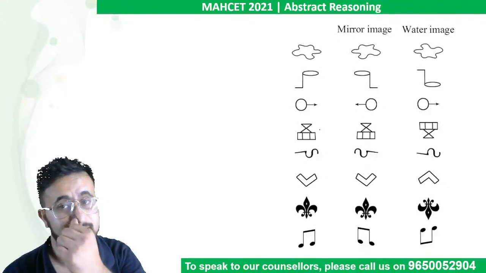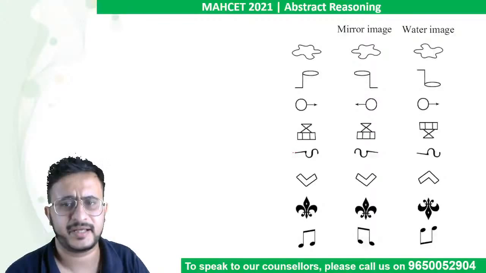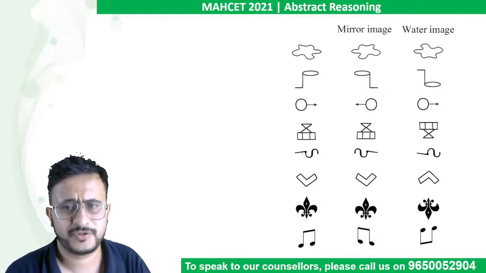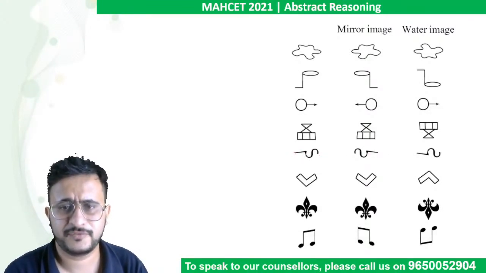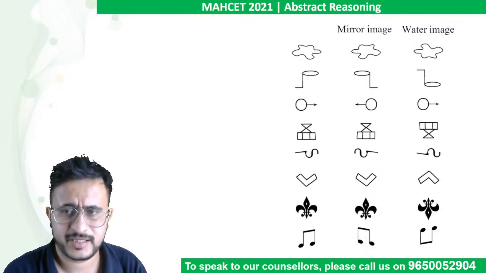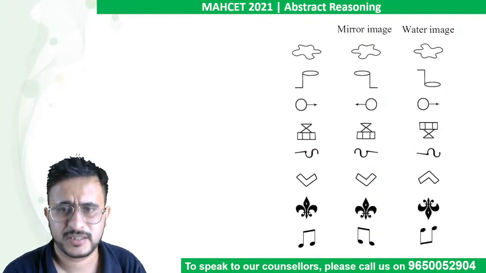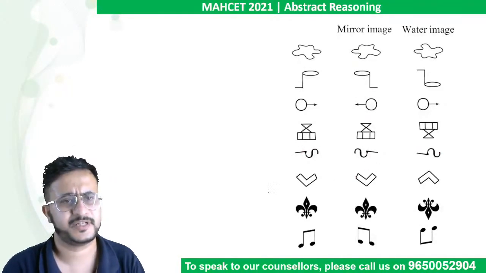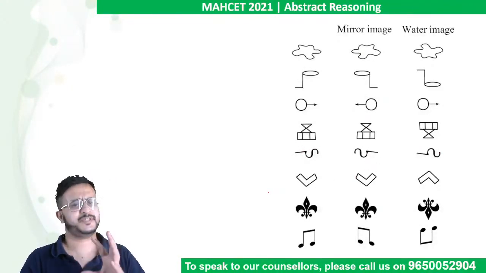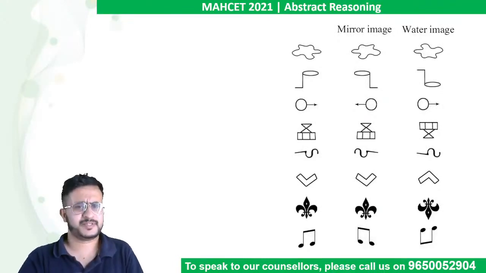Similarly, in mirror image, left becomes right, and in water image, up becomes down. If you see this, this was pointing towards left, this will point towards down. However, when you have a water image, this was pointing slightly down, it is slightly up. This S was turned down, so it is turned up. And this pointing was on the left side. So sides won't change in water image. I hope by looking at some examples you have understood what mirror and water images are.